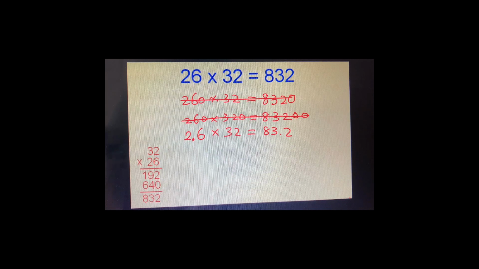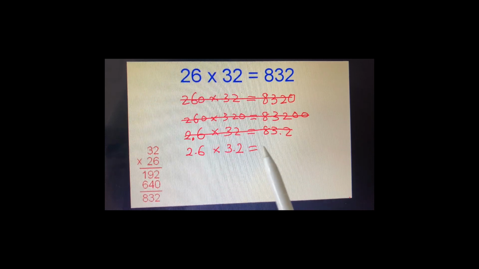I can quick check my answer. Rounding this number to 3. This number is 30. 3 times 30 is 90. So it is close to 83.2 using this digit.